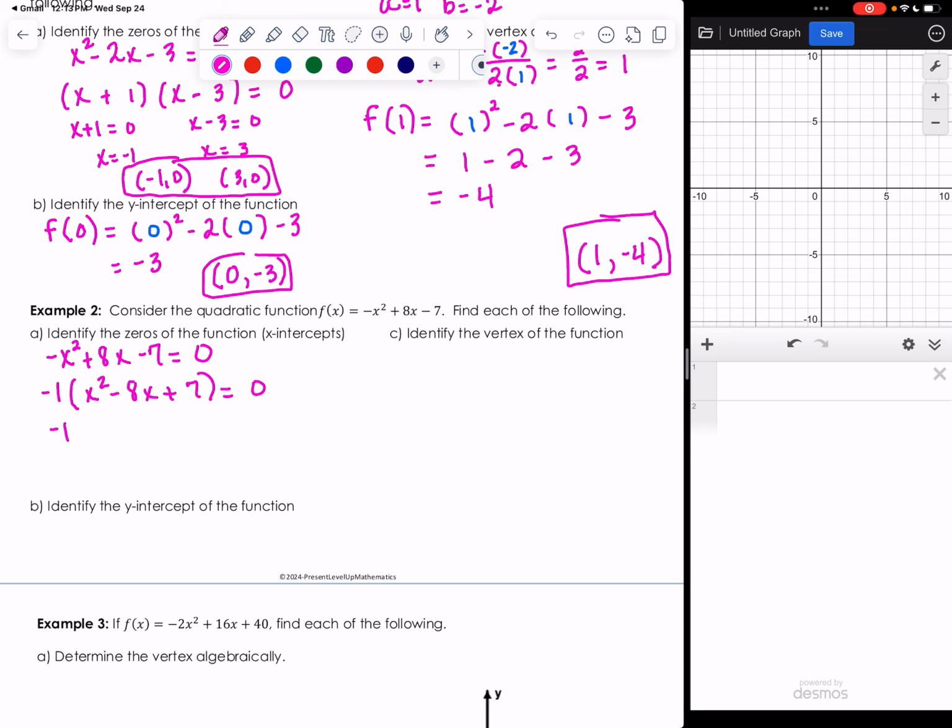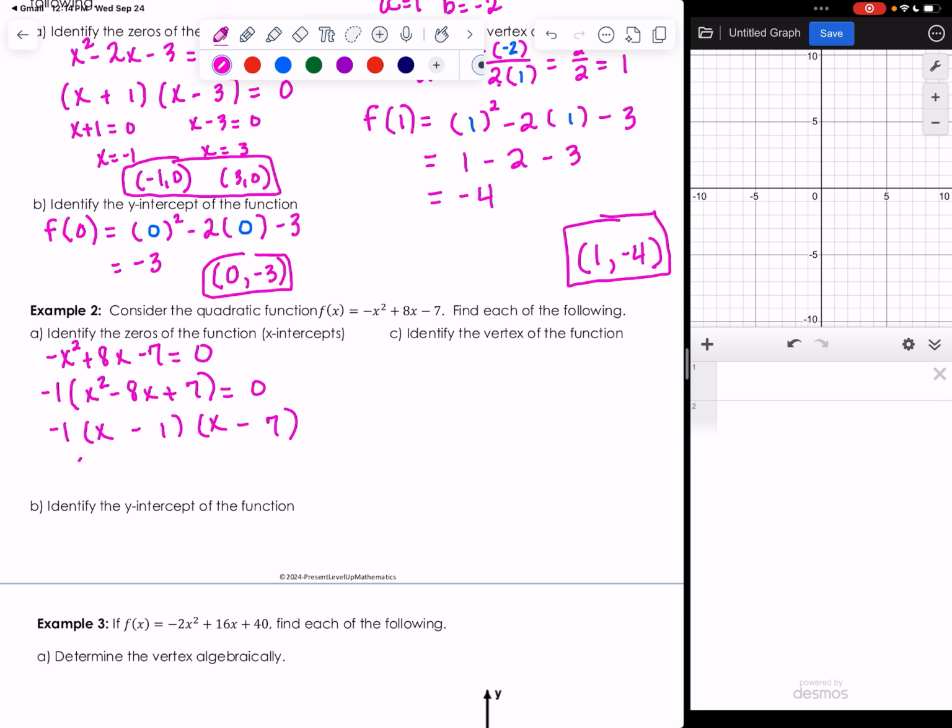So then we have -1, parenthesis. So to get an x squared, I would need an x times an x. To get a 7, the only thing I could use is 1 times 7, so I'll go ahead and place those there. But I need the 1 and the 7 to add up to -8. So the only way I can get a 1 and a 7 to add up to -8 is to make them both negative. All right, now I'm going to solve these for x.